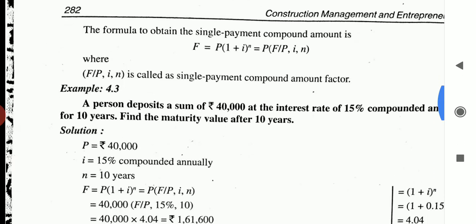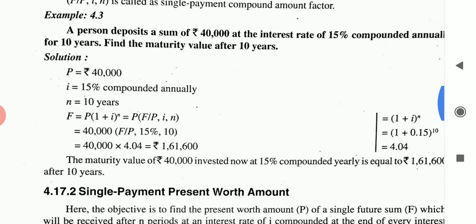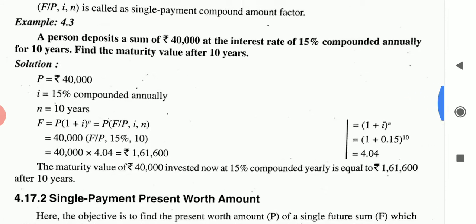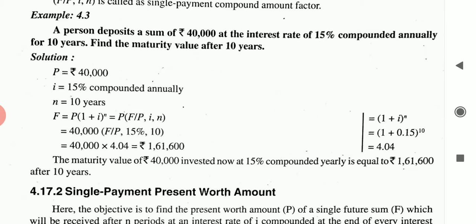By using this formula, there is one problem, so we will discuss that problem. A person deposits a sum of 40,000 at an interest rate of 15% compounded annually for 10 years. Find the maturity value after 10 years. See here, P is the deposited amount, the initial amount, the rate of interest is 15% compounded annually, and the period is 10 years.